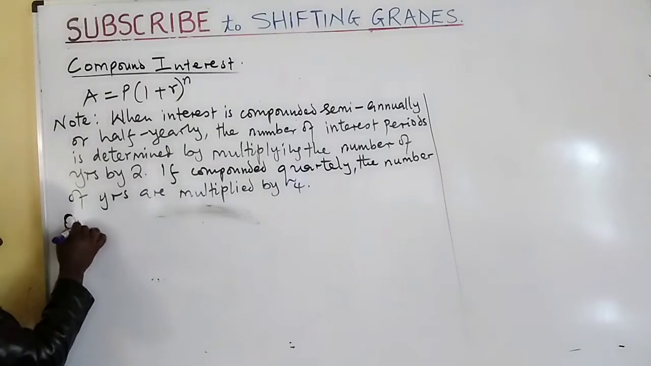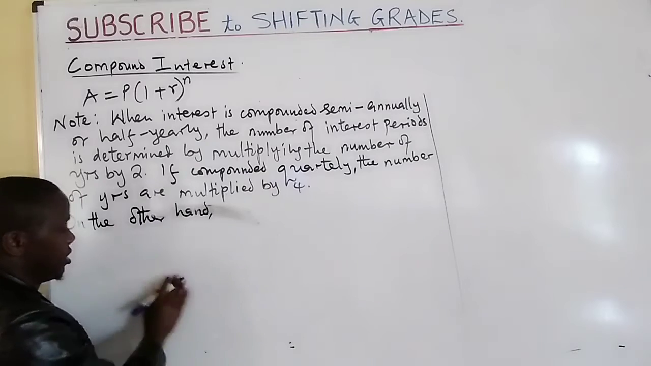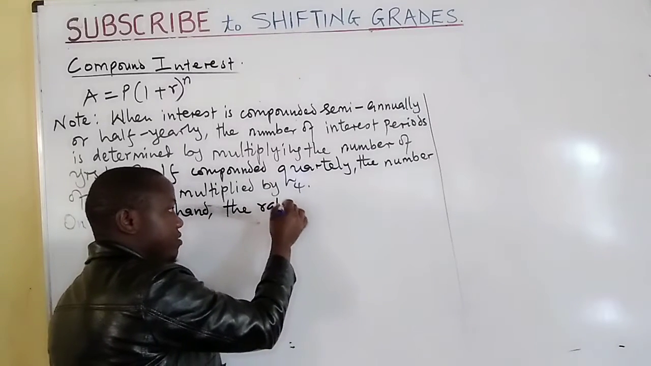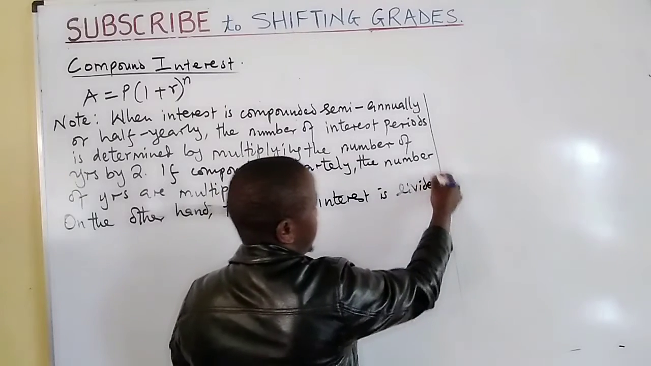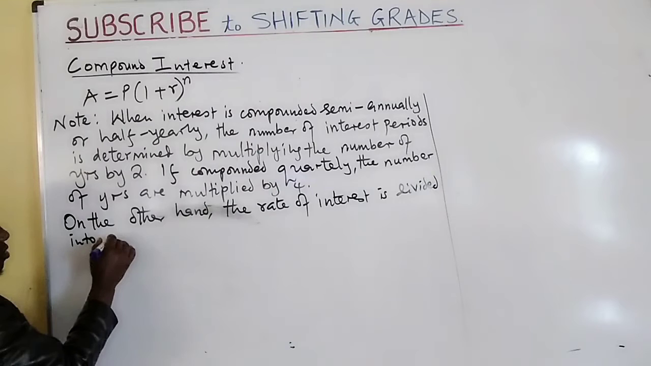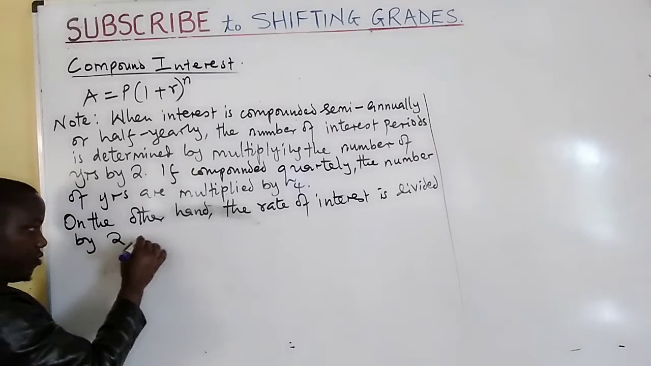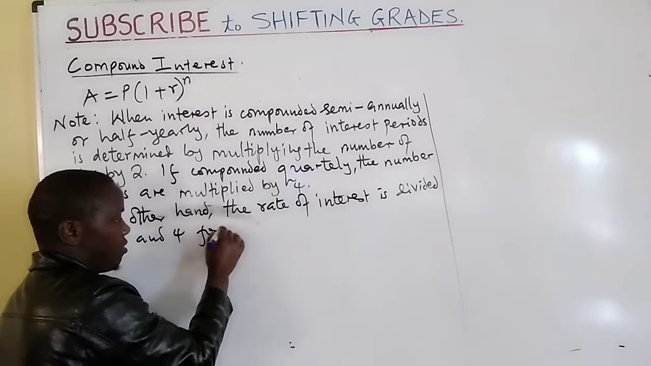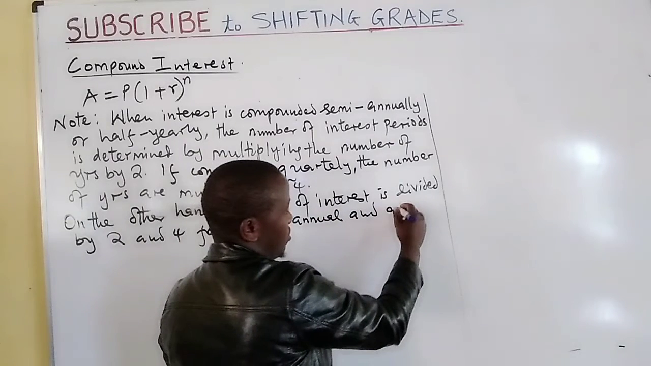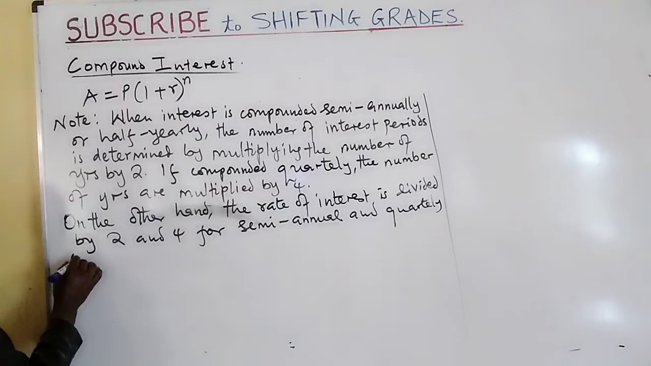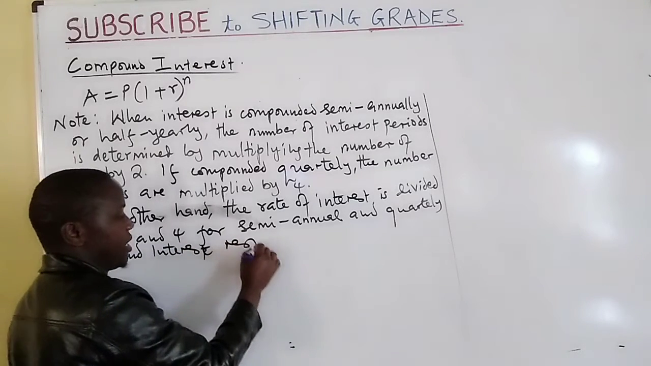On the other hand, the rate of interest is divided by 2 and 4 for semi-annual and quarterly compound interest respectively.